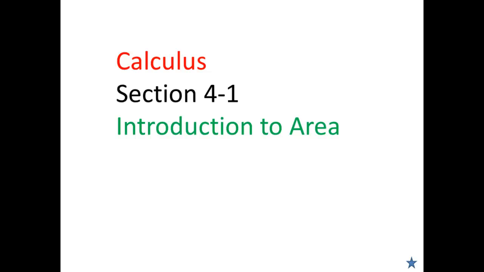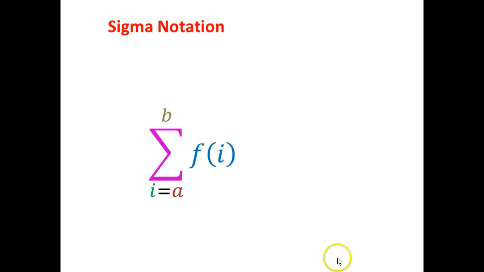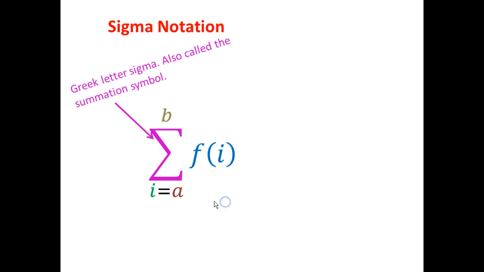Section 4.1, Introduction to Area. In this section we're going to use sigma notation. This is sigma notation. The big E is the Greek letter sigma. In math it's called the summation symbol.